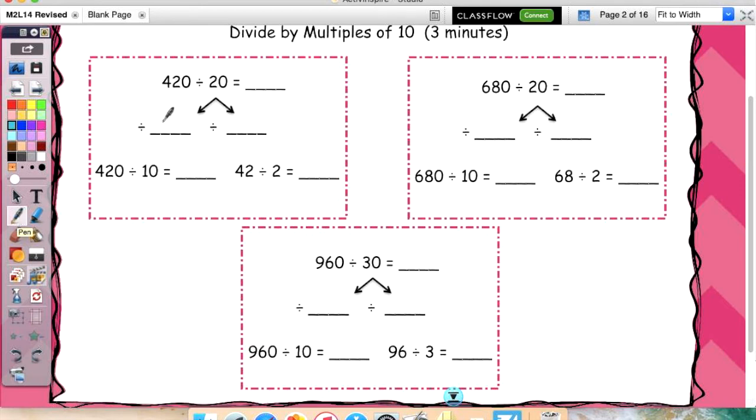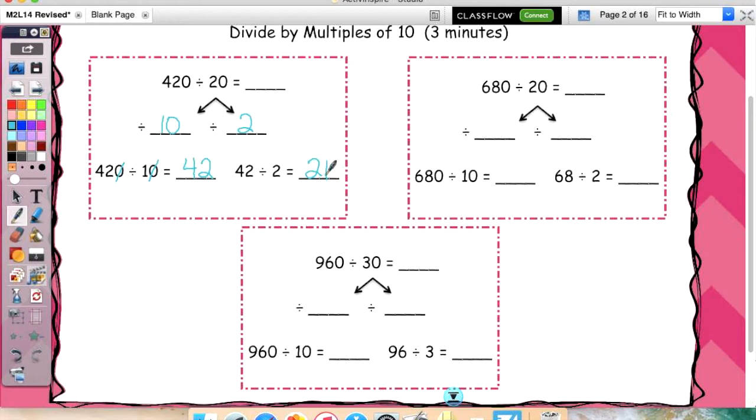And 2? 10. 10 and 2. Okay? And then what I'm going to do is I'm going to take 420 divided by 10, which is what? 42. 42. And then 42 divided by 2. 21. And that's the answer to the problem. Isn't that cool? Okay, let's do it again.